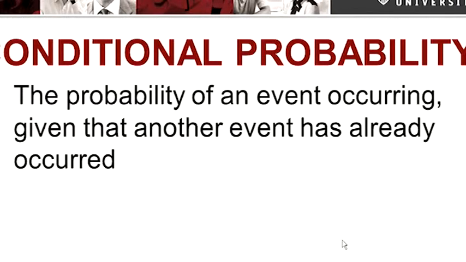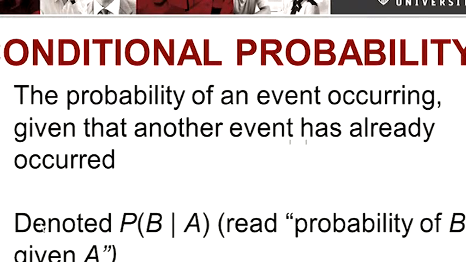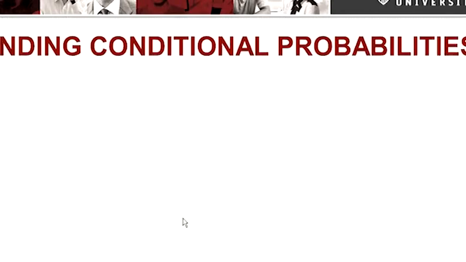Conditional probability is the probability of the event occurring given that another event has already occurred. So this phrase, given that, is the basis of conditional probability. We denote it as the probability of B given A. See that straight up and down line? That reads "given that." So the probability of B happening given that A already happened.